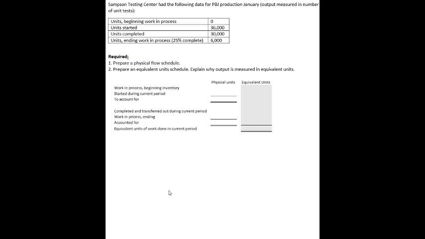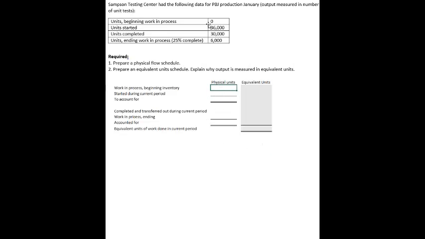So this first problem walks us through the first two steps of process costing. The first step, of course, is to prepare a physical flow schedule, which is going to be this column here in my little schedule I've put together. And then the second step is to convert that physical flow to an equivalent units amount, which is what we'll do right here. Okay, so a fairly simple example.